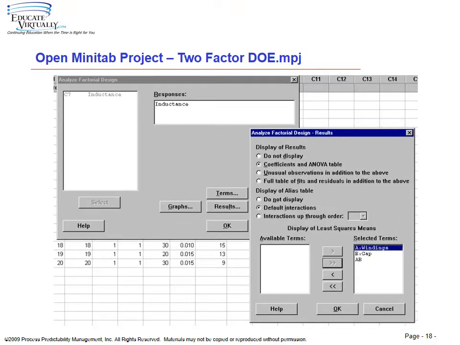Then, for the results, we want to have the coefficients in the ANOVA table. We can display the alias table, and then we want to make sure that the available terms have been moved over to the selected terms, which would be the windings, the gap, and the A times B interaction. Once you've done that, you can press OK, and then press OK once more, and then the first chart you will see will be that Pareto analysis.